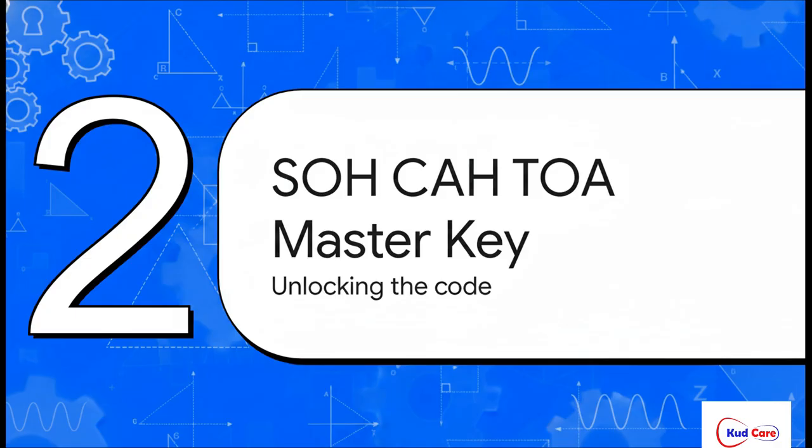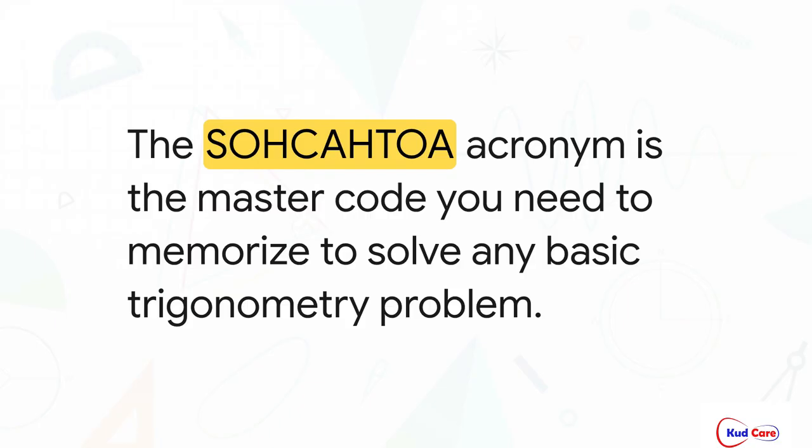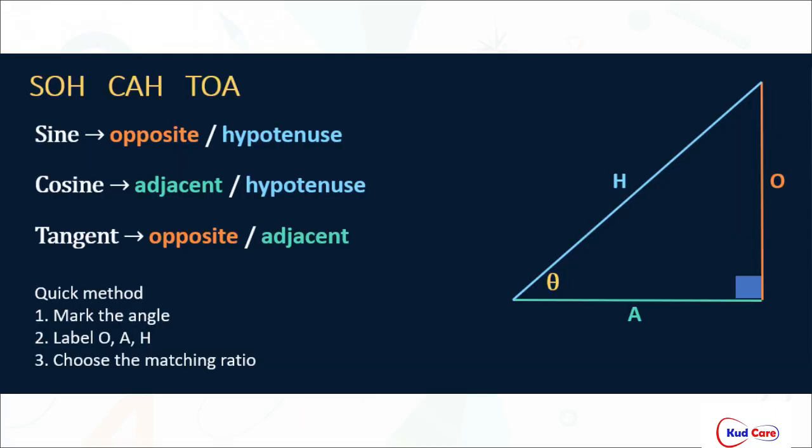SOHCAHTOA, the master key. SOHCAHTOA. Seriously, say it out loud with me. SOHCAHTOA. Remember this string of letters because it's the ultimate code you're going to need to memorize to solve any basic trigonometry problem. It might sound like nonsense right now, but it's an incredibly brilliant memory trick. Here is how it breaks down into our 3 core ratios.